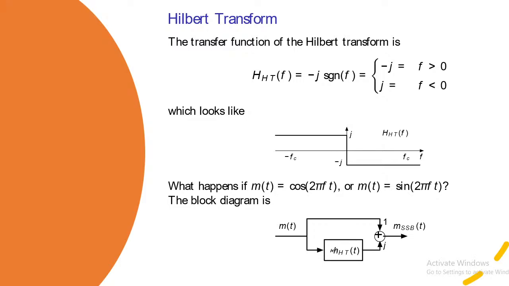You can see the block diagram for the Hilbert transform: m(t) goes to the Hilbert transform filter, you multiply that by j, or scale it by an amount of j, then add m(t) with the scaled amount, and that gives you m_SSB(t).